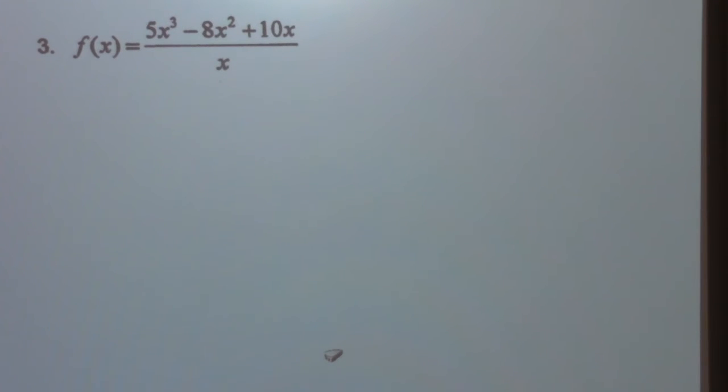What I would do on this one is simplify it. I feel like I'm making it look way more complicated than it should be. So we know the function is not defined at x equals 0, but after that simplification, we get 5x squared minus 8x plus 10. And then I'd work from here.